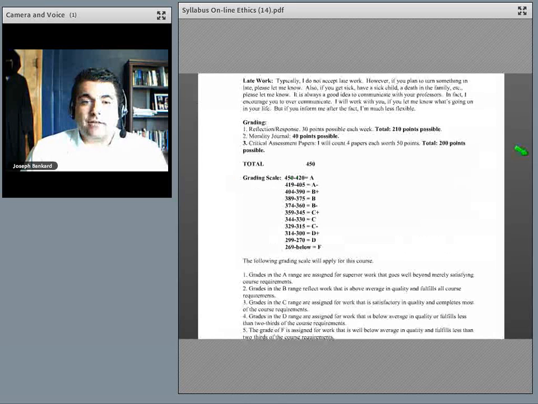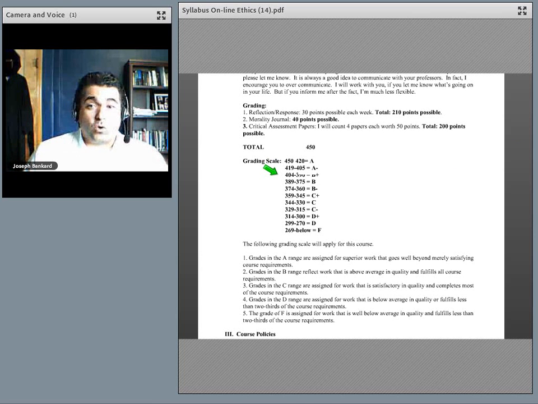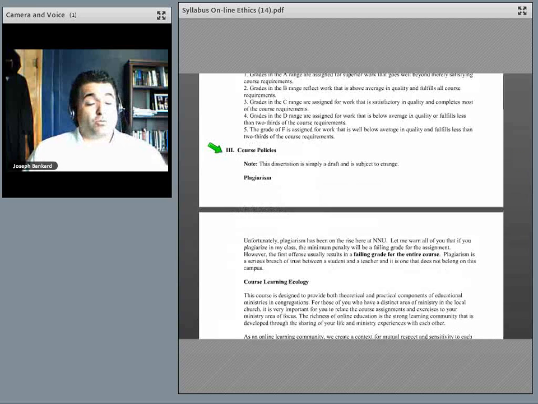You have a grading scale here, total points, and then how each grade shakes out in terms of total points. So basically the way I work it is I tally up your points at the end of the semester. What was your total points? I look at this chart, and you get a grade accordingly. So it's pretty straightforward. Course policies, you should really read this on your own.